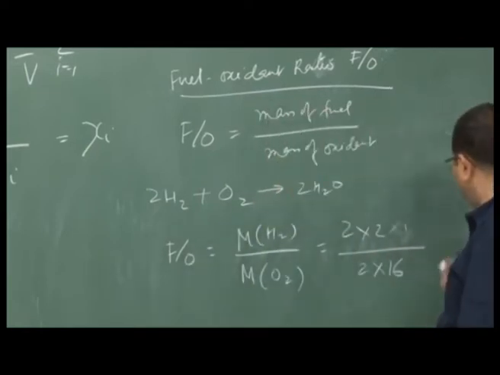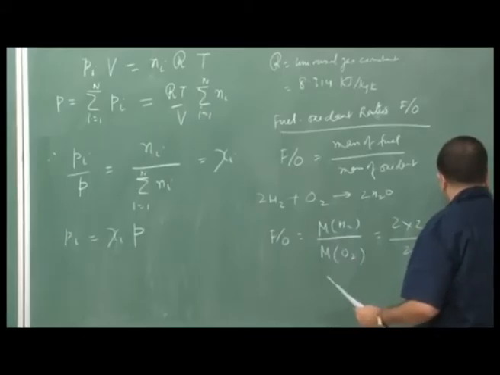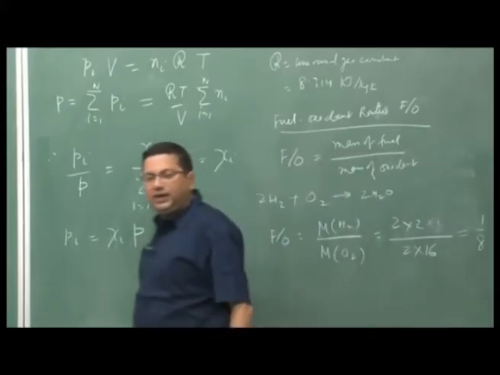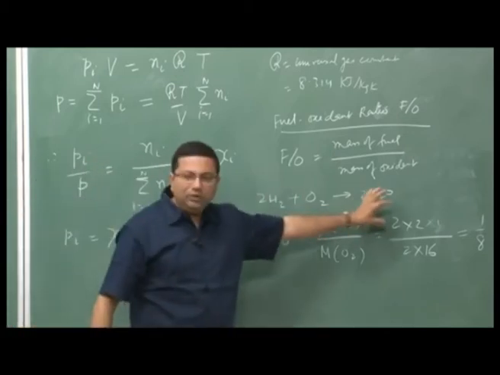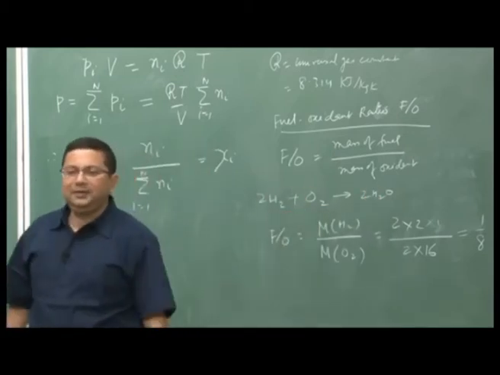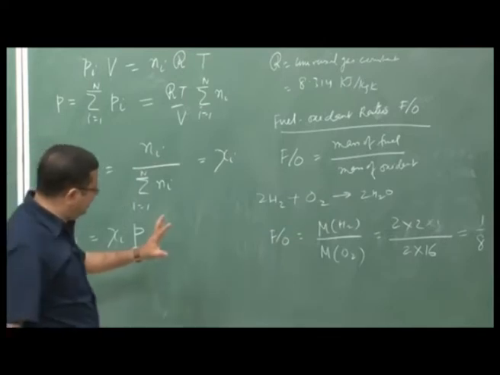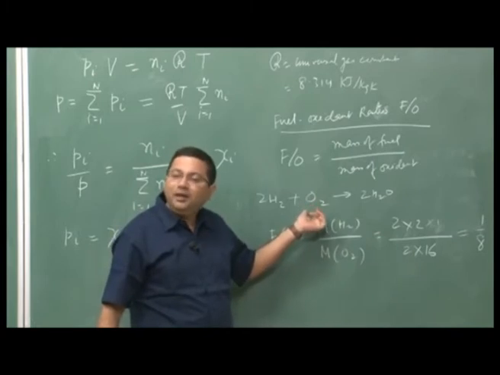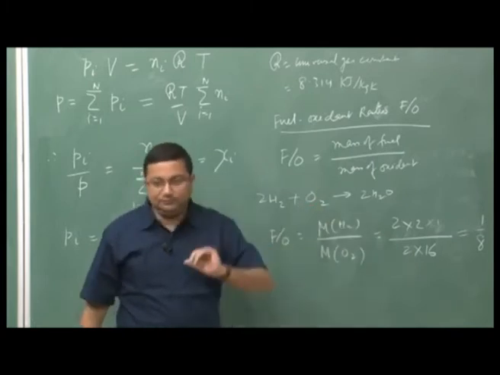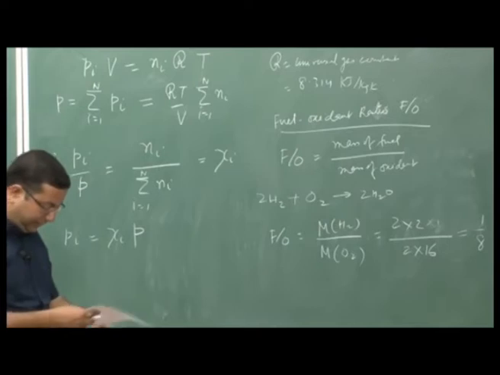So, this is 2 into 16. So, this is equal to 1 by 8. Therefore, the fuel oxidizer ratio is 1 by 8 for this case, and as you can see this is a stoichiometric reaction, right. So, the theoretical fuel oxidizer ratio should be 1 by 8 if you are having hydrogen and oxygen as the propellants. Okay.